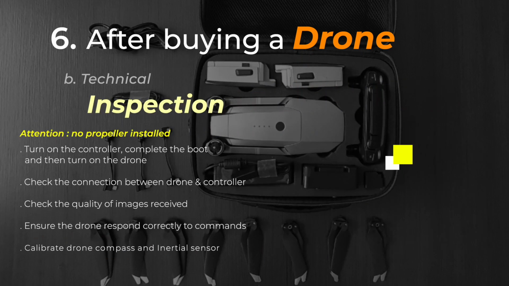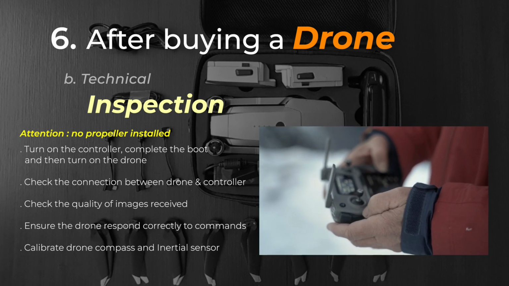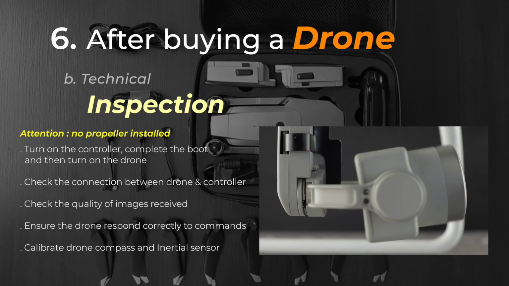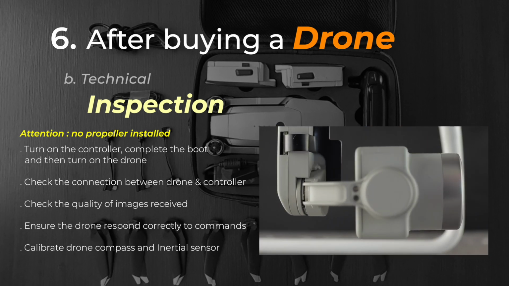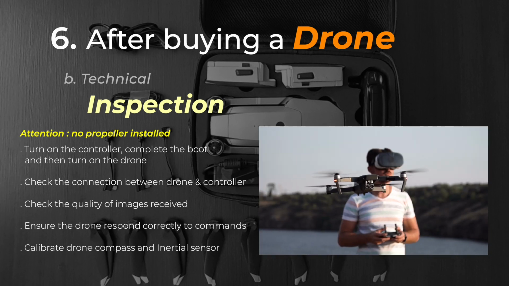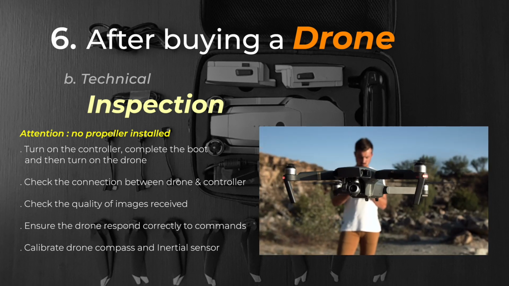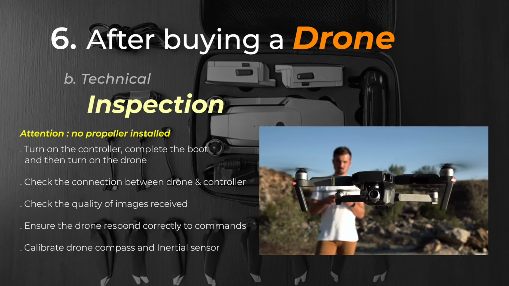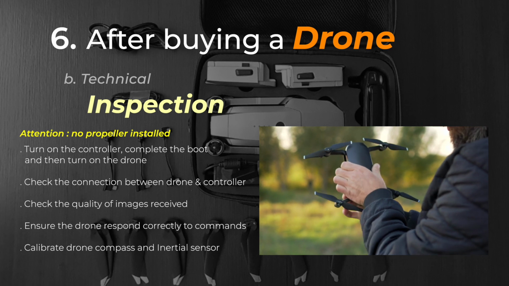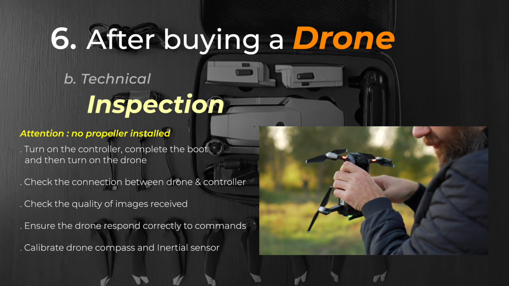Technical inspection. With no propeller installed. Turn on the controller, complete the boot, and then turn on the drone. Check the connection between drone and controller. Check the quality of images received. Ensure the drone responds correctly to remote commands. Calibrate drone compass and inertial sensor if available.